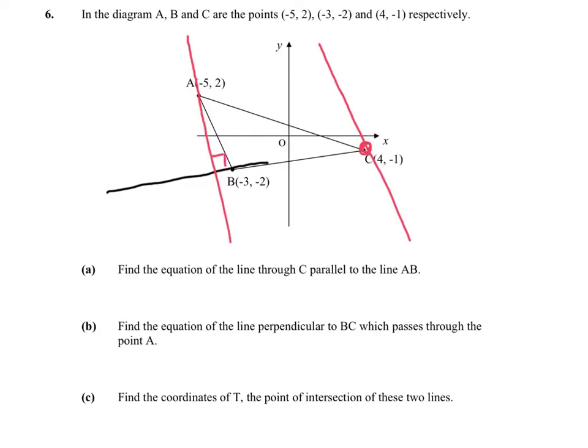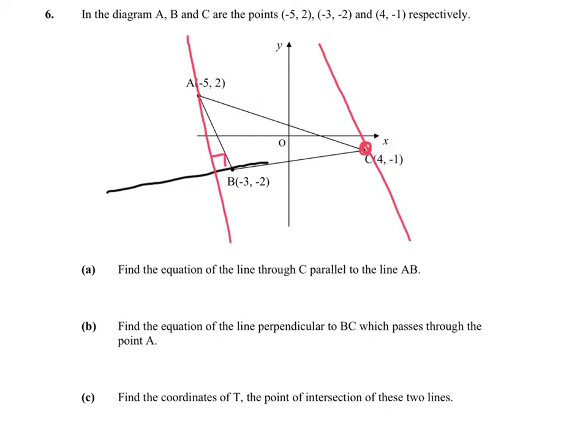Now, this question is peculiar in the fact that it doesn't ask us to work out one of the normal lines you get with these triangles. It doesn't ask for the altitude, the median, or the perpendicular bisector. So the one we'll look at first of all is part A, obviously. Find the equation of the line through C, which is parallel to the line AB.